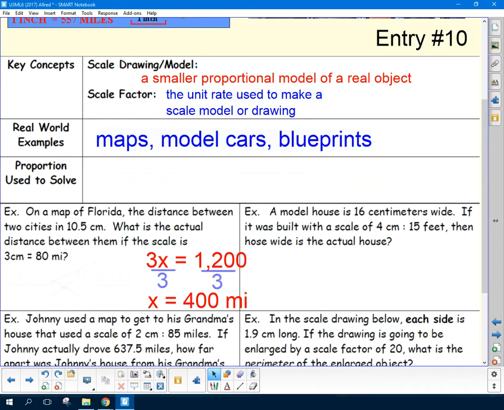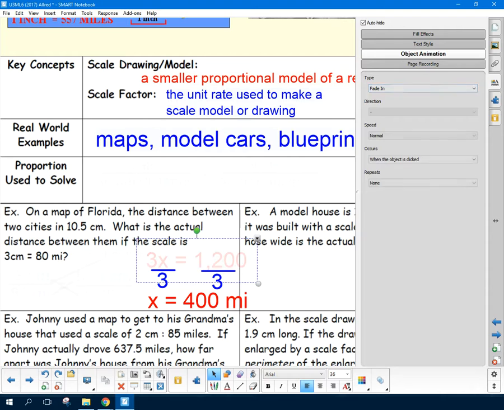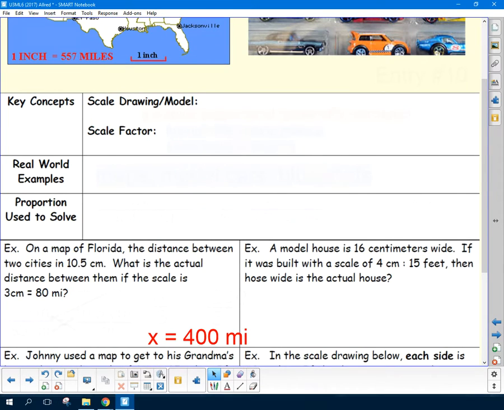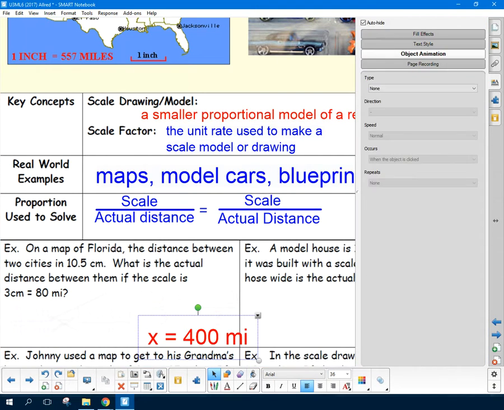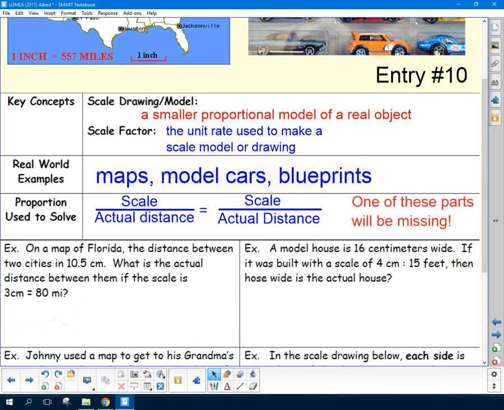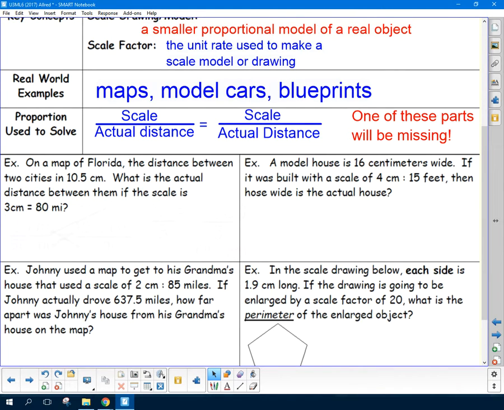The really good news about this is that we're going to use the same ratio, the same proportion, every time to solve it. We're always going to use the same proportion every time we try to solve these. And that is that we are going to take the scale over the actual distance and set it equal to the scale over the actual distance. The good news is that one of these parts will be missing, and that'll be our x, and that's what we'll try to find when we're solving these different proportional word problems, okay?